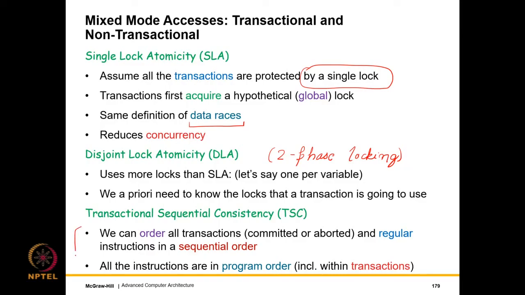Then we have this model, transactional sequential consistency, where we basically assume that every non-transactional instruction is basically a single instruction transaction. So we can order all transactions, either committed or aborted, and regular instructions. Where, of course, what I'm not saying here is a regular instruction is being assumed to be a single instruction transaction in a sequential order. Everything, transactional, non-transactional, committed, aborted, doesn't matter. Everything can be arranged in a sequential order, which needless to say follows program order and is legal. So this is transactional sequential consistency.